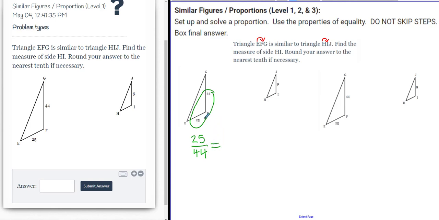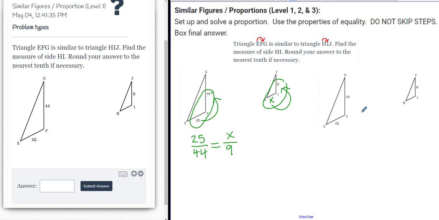The only thing I do want to point out is that if I start with 25 in the numerator, you're going to want to go in this direction, which means that when I come over to this side, this is going to be X. This is my unknown because HI is answering the question. When I use these two as my second proportion, if I put 25 on top, then I need to put X on top as well. So 25 over 44 is equal to X over 9. So the green shows one way we could do it.